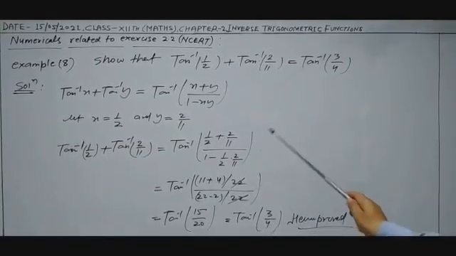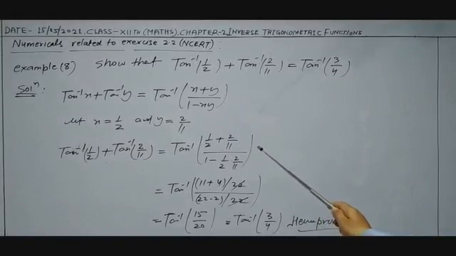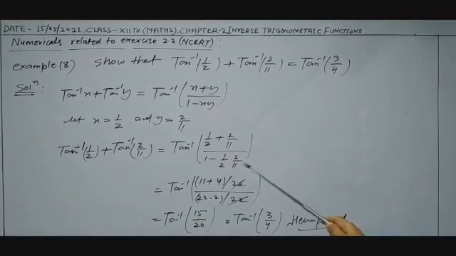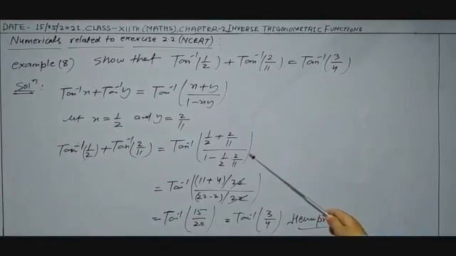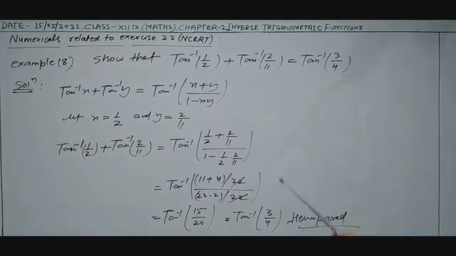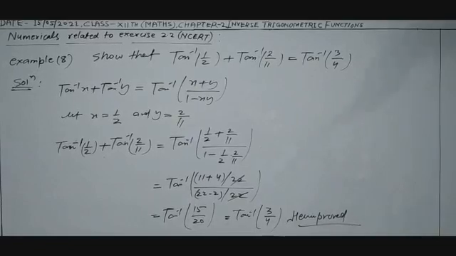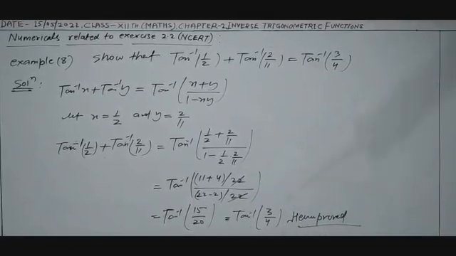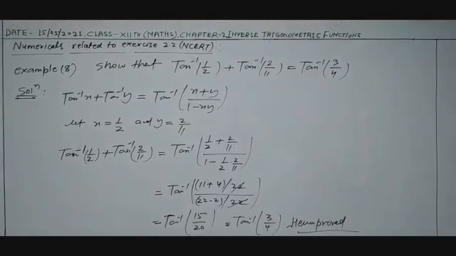So tan inverse of 1 by 2 plus 2 by 11 and whole upon 1 minus 1 by 2 into 2 by 11. After calculation, this will give the result tan inverse 15 by 20. After reducing by the table of 5, that will be 3 by 4. So this is the proof, 3 by 4.